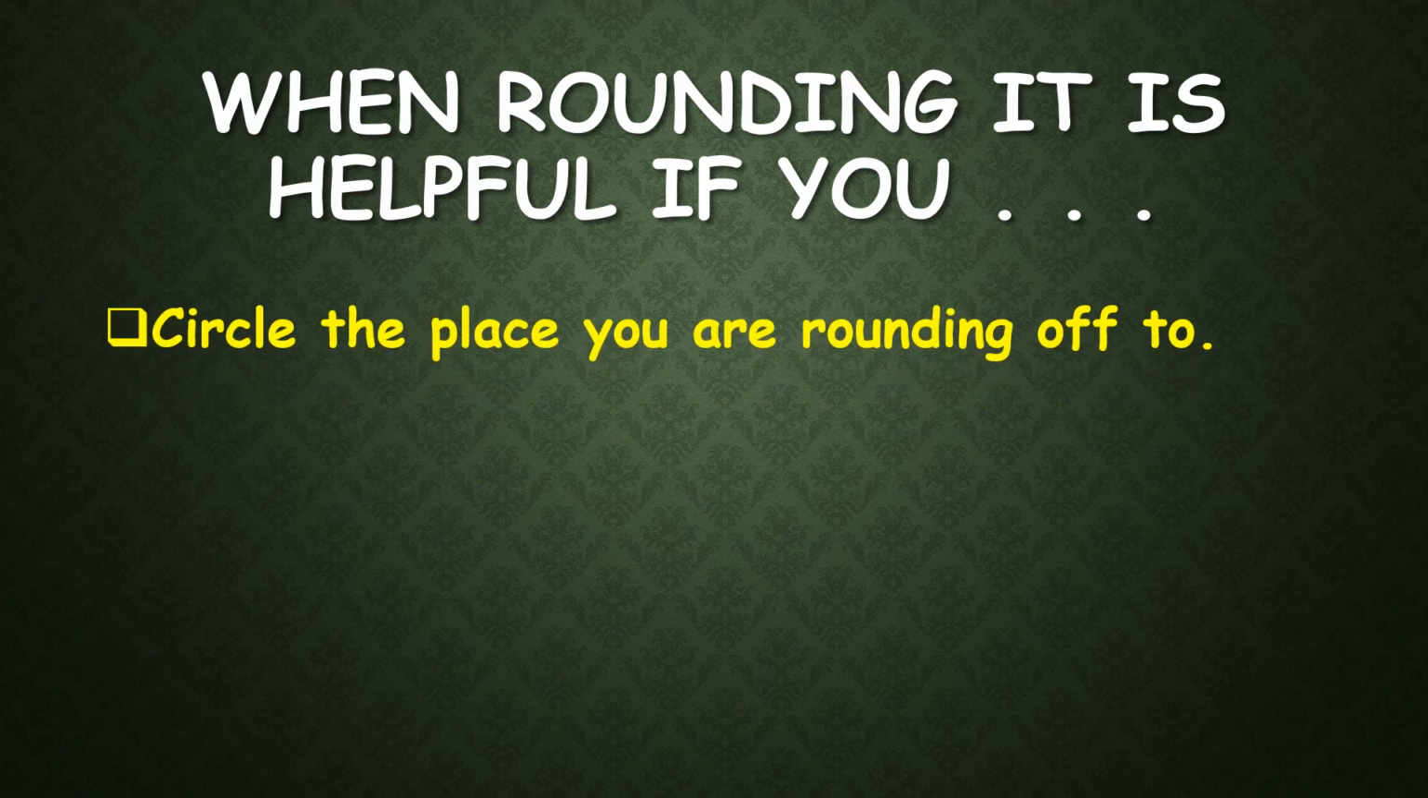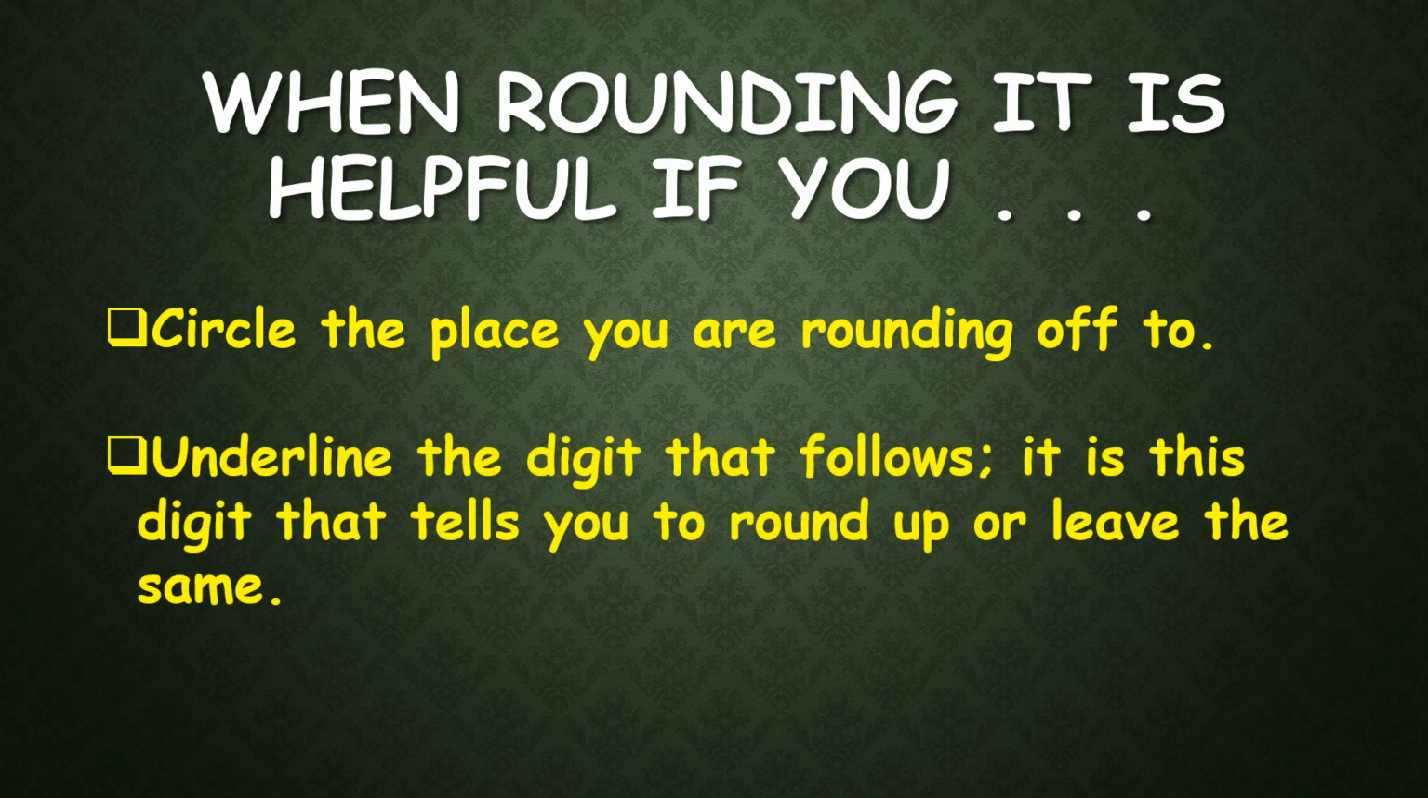So now, when you are rounding off, it will be helpful if you circle the place you are rounding off to. We are going to follow the same procedure which we did in rounding off numbers: we will circle the place to which we have to round off, and then the very next number after the encircled digit we will underline. Then we will check whether it is 0, 1, 2, 3, 4 or it is 5, 6, 7, 8, 9, and then we will solve our questions accordingly.